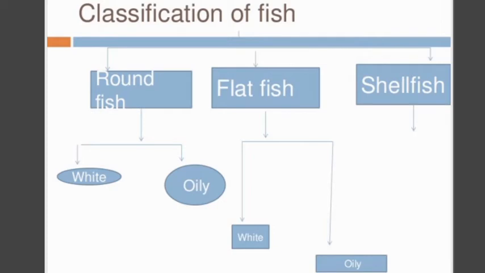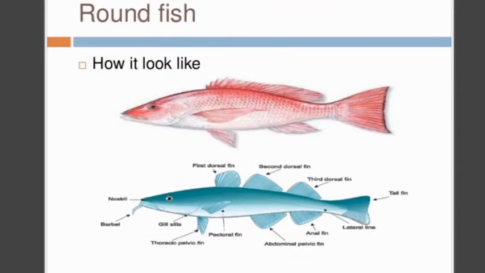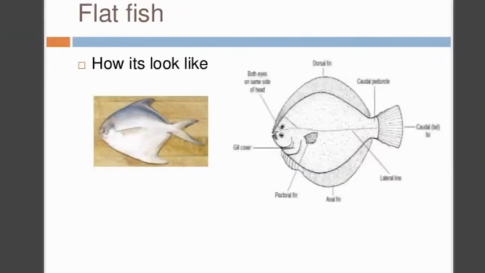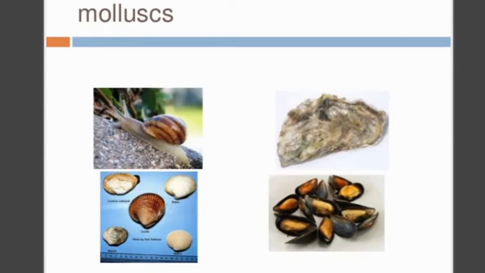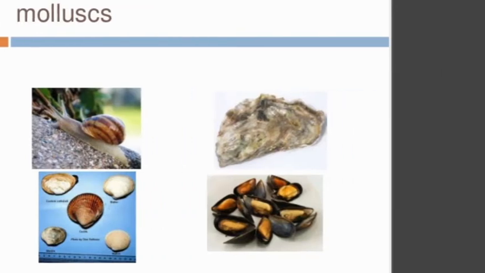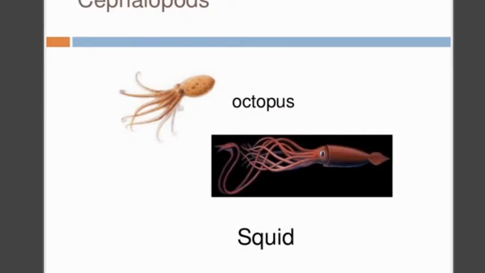Classification of fish: the round fish, flat fish and shellfish. How do the round fish look? And how do the flat fish look? Shellfish look like the crustaceans, and mollusks look like cephalopods.